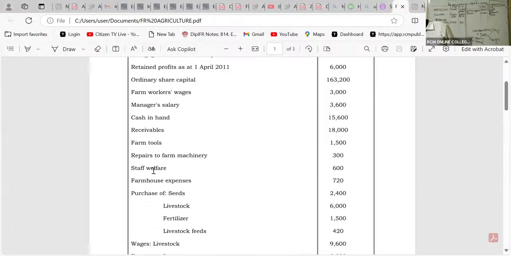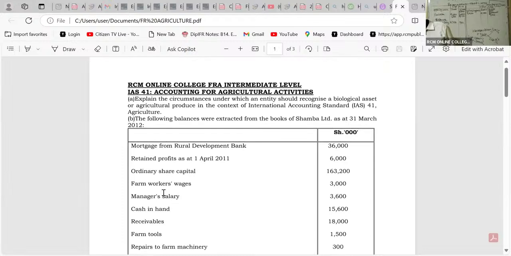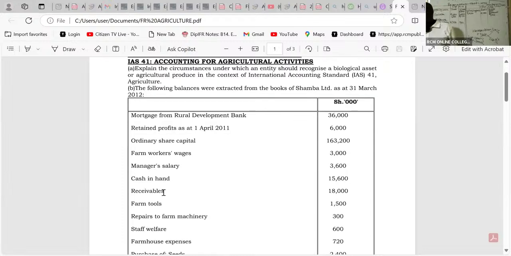So other expenses, just be very keen. We have farm workers' wages, leave that out, manager's salary out. Cash in hand is not an expense. Receivables will go to the balance sheet, the statement of financial position. Farm tools are our assets in the farm. Then we have repairs to farm machinery. But which biological asset does it belong to? It's a general expenditure. This will go to our income statement.